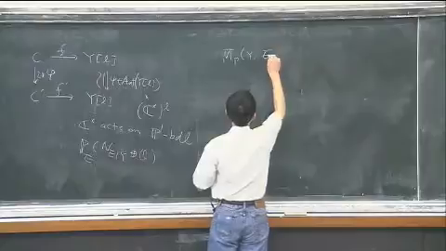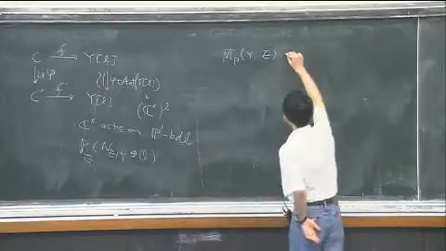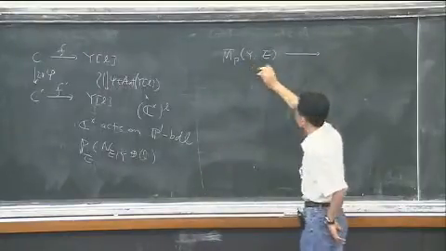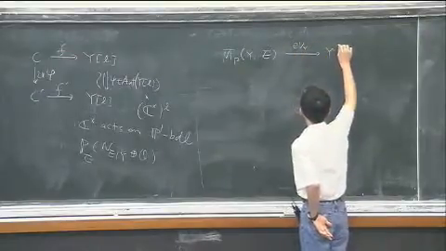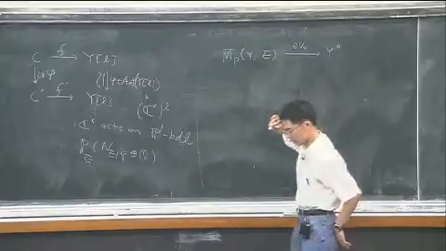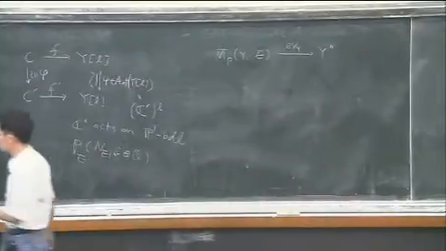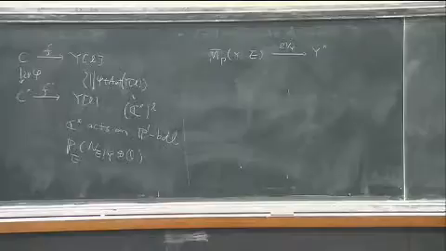So E has two evaluation morphisms. I mean, there is an evaluation morphism from E to Y, maybe to the n, right? So there is this evaluation morphism to Y, just as usual.